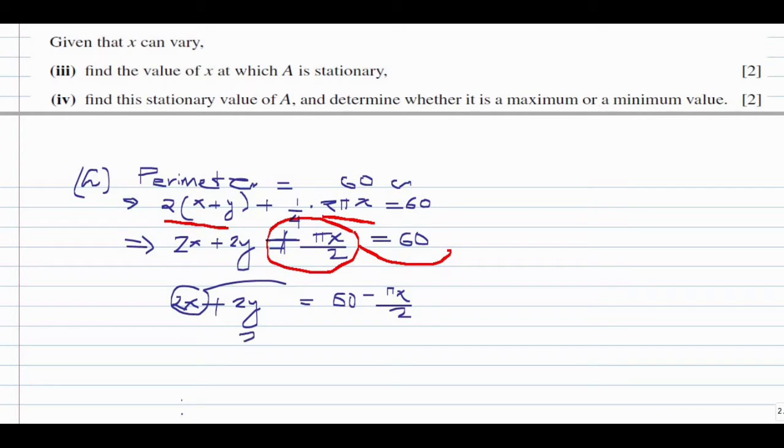Now transpose 2x to right side, we get 2y is equal to 60 minus pi x by 2 minus 2x, so that y is equal to, so how do you get y here? Divide both sides by 2 or transpose 2 to right side. So we get 30 minus pi x by 4 minus x as a result.